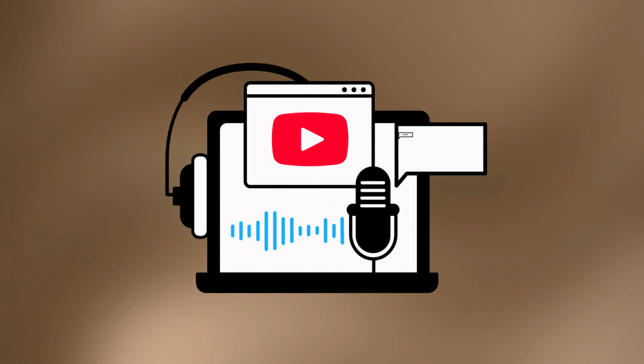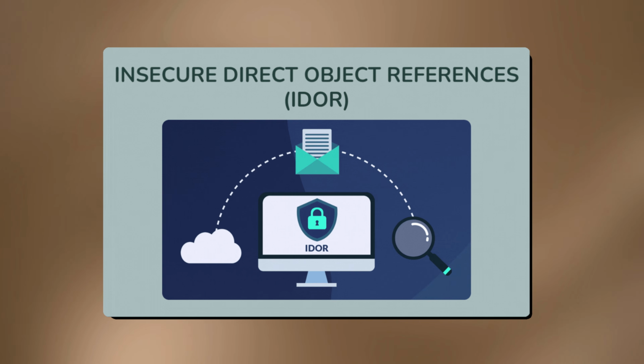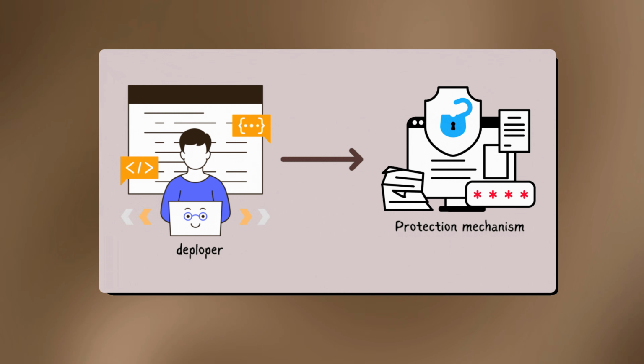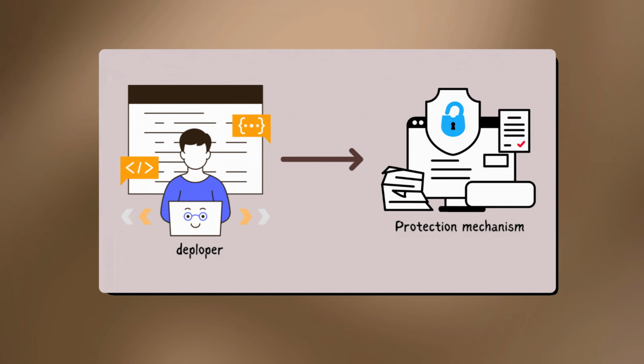In this video, I'm going to show you how we can find insecure direct object references, or IDOR, by bypassing some of the common protection mechanisms that developers implement.